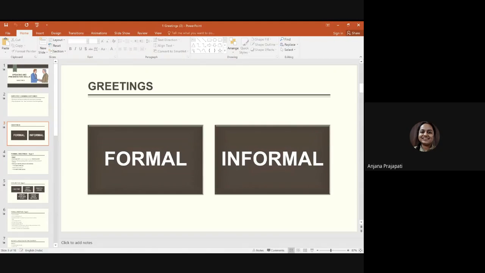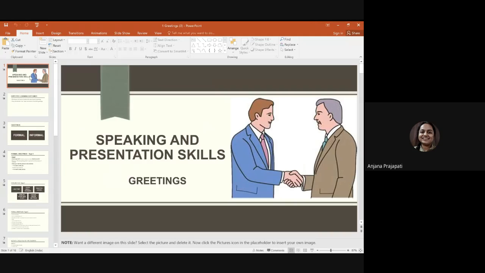Greeting is like when we meet somebody for the first time. What do we say? If you see this picture, these two people are meeting, shaking hands. What words would they be speaking? Any clue? If I meet you personally, if I'm not taking the lecture online, what is the first word you will say to me? Hello, how are you? Yes, hi, hello, how are you? These are the greetings we call in English.